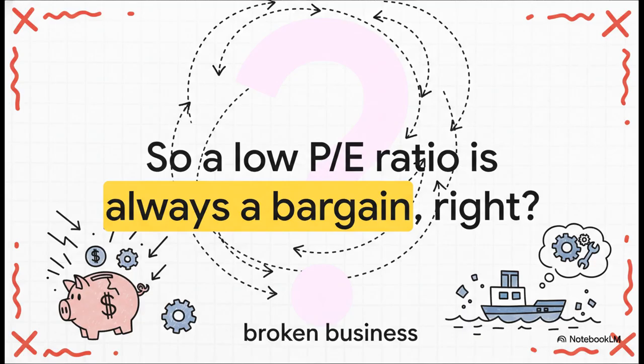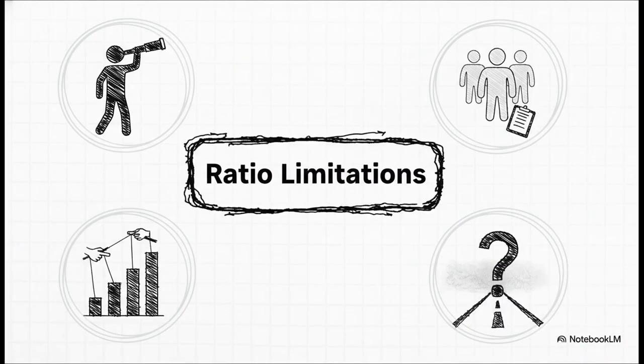A stock can be cheap for a very good reason, because its business is fundamentally broken and just isn't getting any better. Here's the truth every smart investor needs to understand. These ratios have serious limitations. For one, they only show you the past, not the future. They tell you nothing about the quality of a company's leadership or how strong its brand is. And yeah, they can even be manipulated with some clever accounting. The bottom line is this. Ratios are a fantastic starting point for your research, but they should never, ever be the finish line.